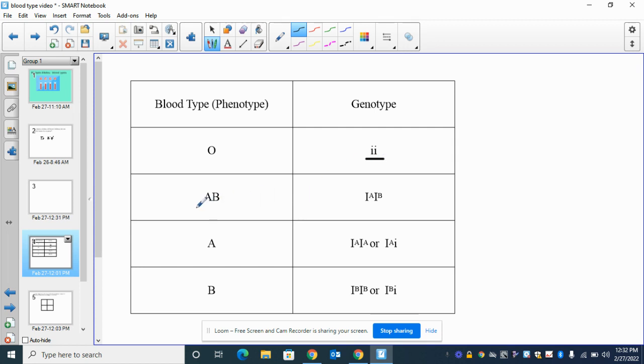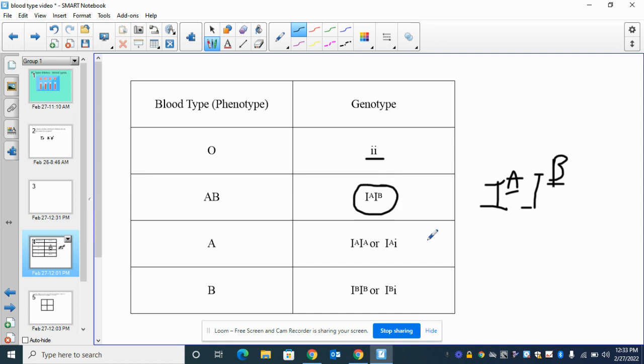If you're blood type AB, that means you have one A allele and one B allele. Now notice that we have a capital I for our A allele and a capital I for our B allele. The reason is they're both dominant. Remember, capital letters represent dominance. And we use a little A up here, superscript, to let us know it's the A allele, and the B superscript to let us know it's the B allele. But they're both capital letters because they're both dominant. So this all shows codominance with blood types.